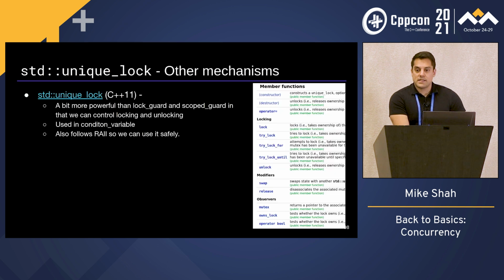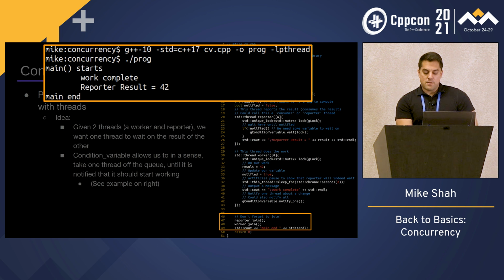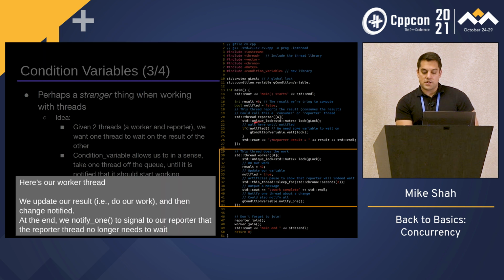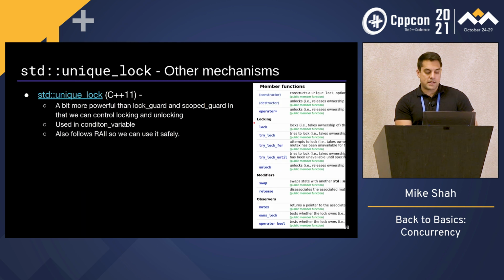Okay, so there was another mechanism here that was introduced, something called a unique lock here. And this has been around since C++11. And it's a bit more powerful than a lock guard or a scope guard. I mean, we can sort of just infer this by looking at what member functions are available here. And it's going to be what's necessary for this condition variable.